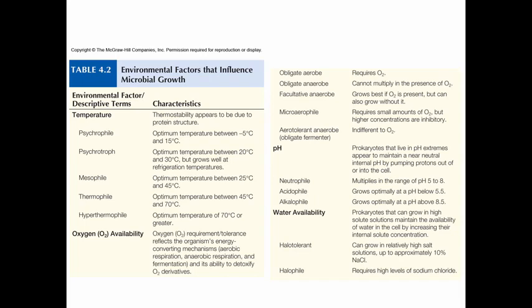Oxygen availability, you have different terms with this as well. Obligate means required. So obligate aerobe, it's required to have oxygen. Obligate anaerobe, required to have no oxygen. Facultative is kind of a wishy-washy term, basically means it can have it or not have it. So you have the term here, facultative anaerobe. These guys grow best if oxygen is present, but totally survive without it. Microaerophiles require small amounts of oxygen, but higher concentrations kill this guy off. Aerotolerant don't care at all about oxygen.